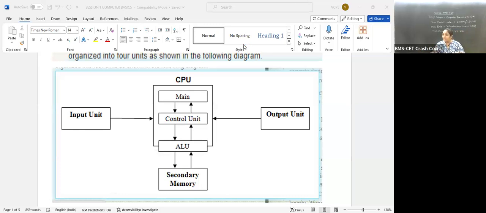I'll repeat, arithmetic logic unit. Now as you know, arithmetic means addition, subtraction, multiplication, division, and logical, since you are coming from the commerce background, there I'll just give you one simple example. You have used calculators, not in the mobile phone, I'm talking about calculators otherwise.